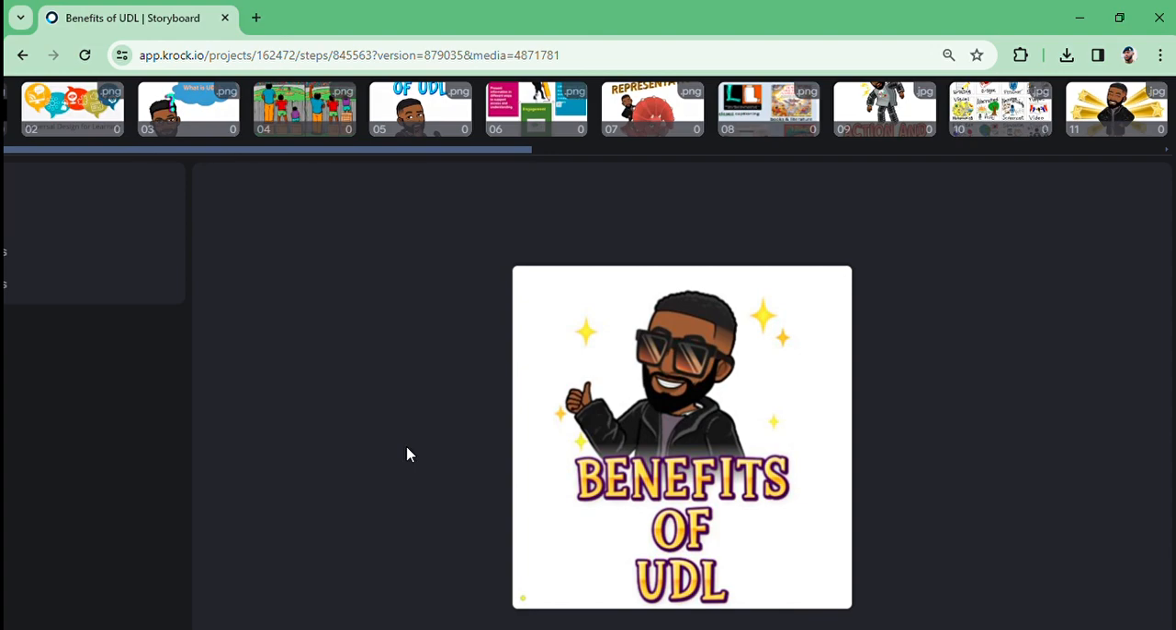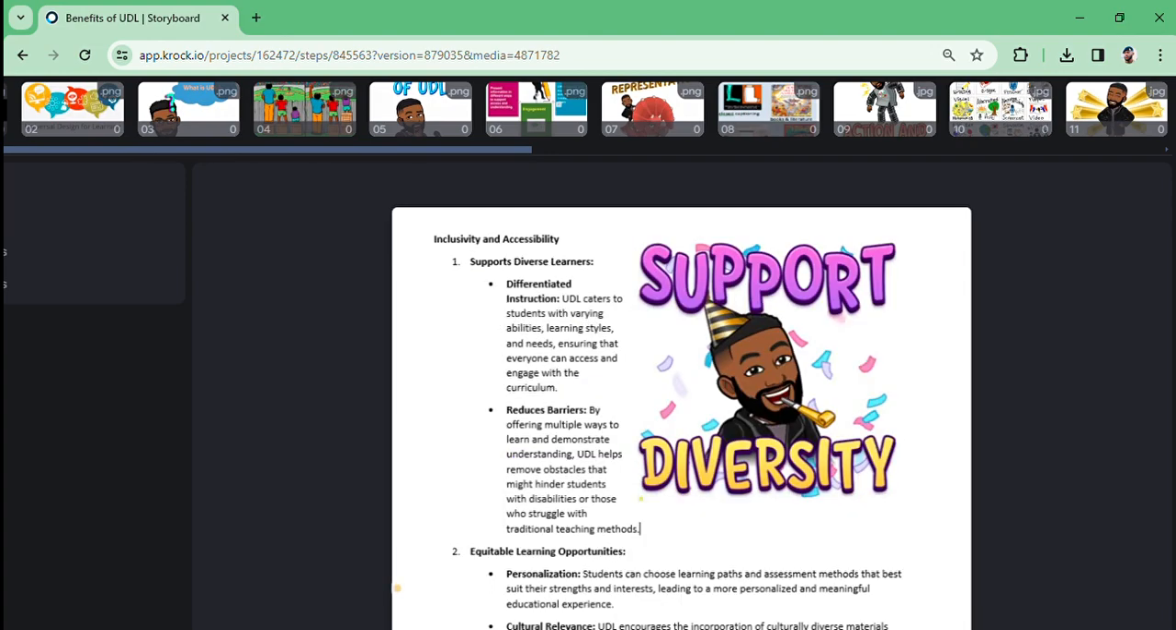All right, so let's look at the benefits of UDL. UDL is important because it supports diverse learners. Differentiated instruction caters to students of varying abilities, learning styles, and needs. As we were mentioning, by using UDL we ensure that no student is disadvantaged, and every student has an equal opportunity for learning, right? So we ensure equity in this particular case.